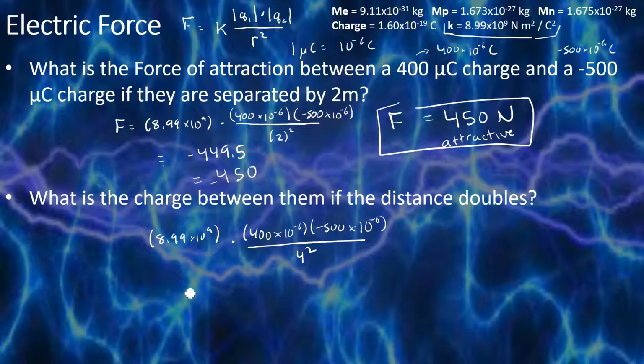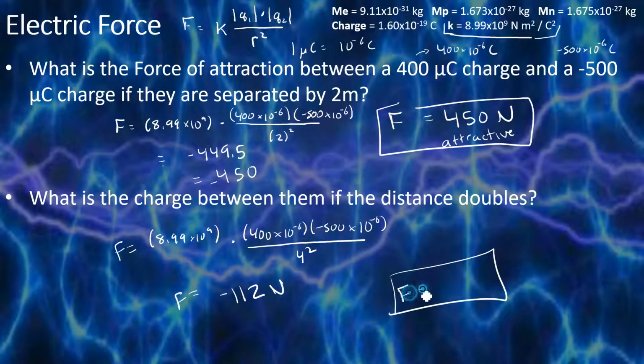And we get a force of negative 112 newtons. Now, not negative though, right? That tells us it's attractive. That's all that sign means. So our answer should never actually be negative. It's just a matter that negative or positive is going to tell us whether it's attractive or repulsive. So this is attractive since it is negative. If it was a positive answer at the end, it would be a repulsive force.